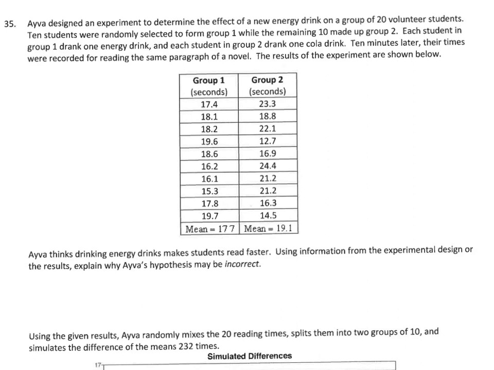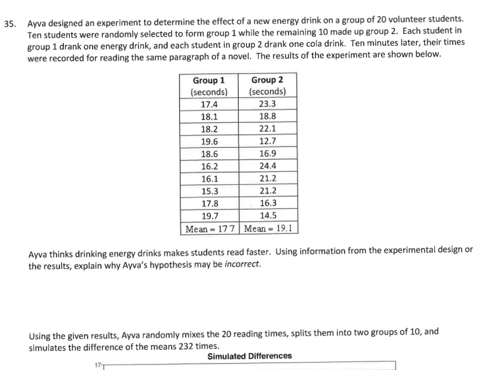I mean, it could be, who knows, maybe all the students who just read faster were placed in group 1, and that could account for the difference in the mean reading times. It could have just been based on random assignment, who was assigned to what group. We can't say that it was necessarily due to the energy drink. This sample size, 10 students here and 10 students here, is way too small to make that conclusion.